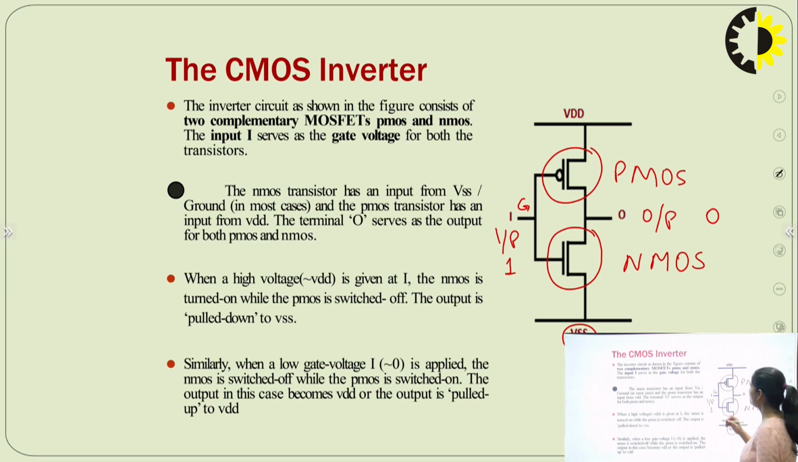How it works, we will discuss on the next slide. If we give input 1, the output is 0. When the high voltage VDD is given at the input, the NMOS is turned on while the PMOS is switched off, and the output is pulled down to VSS, or ground. Similarly, if we give a low gate voltage, that is input 0, we get output 1.